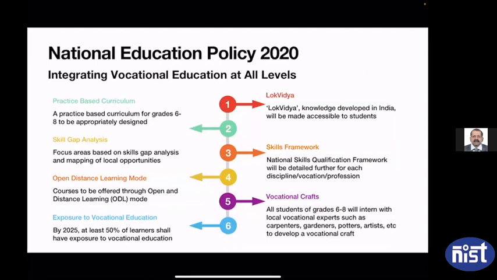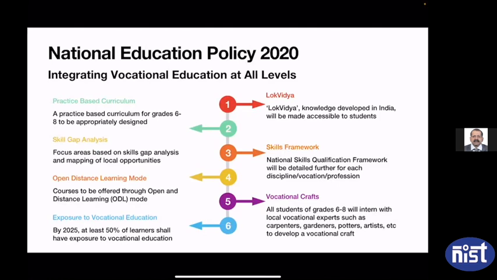And then this part of integration of vocational education at all levels. So practice-based curriculum for grades 6 to 8, skill gap analysis, finding the focus areas where skill gaps are there and mapping it to local opportunities, open distance learning mode. So courses could be offered through open distance mode and weightage to be given to those courses. Exposure to vocational education, and this is one key part. By 2025, it is envisaged that at least 50% of the people in the school will be exposed to some vocational education or the other.